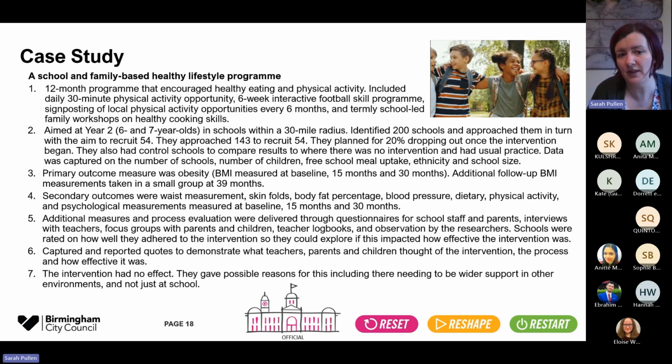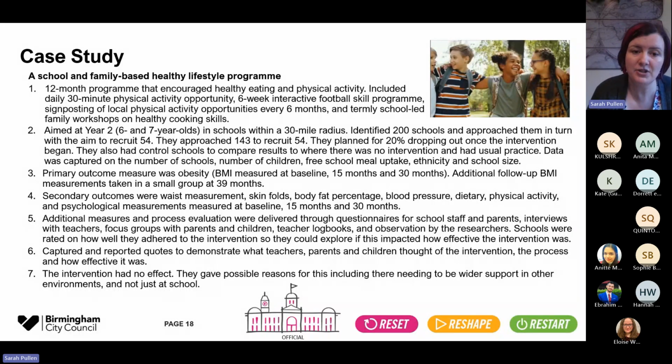Within this particular project, they also had secondary outcome measures. So they did waist measurements, skin folds, body fat percentage, blood pressure, dietary, physical activity, and psychological measurements. And they measured these at baseline, 15 months and 30 months.